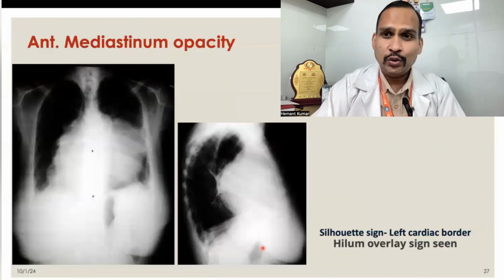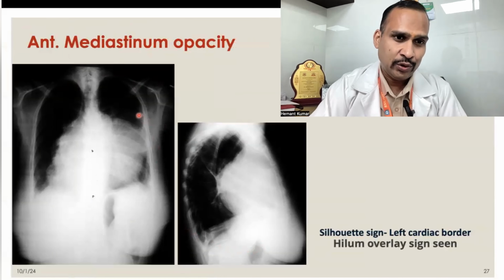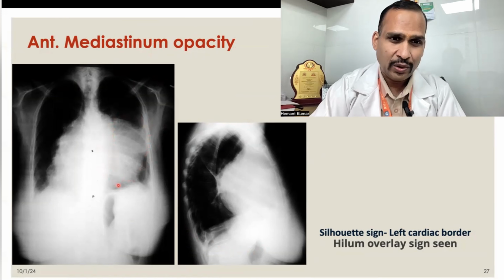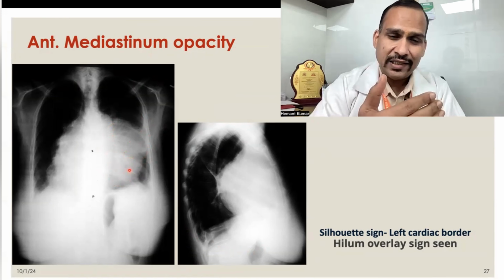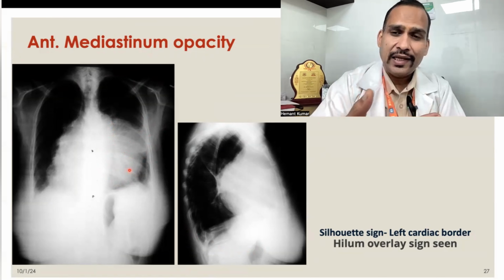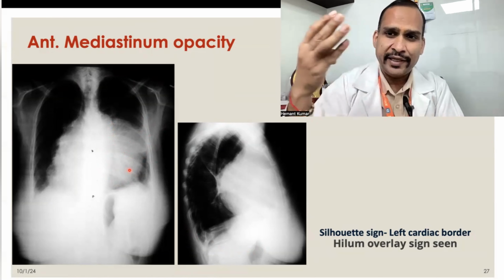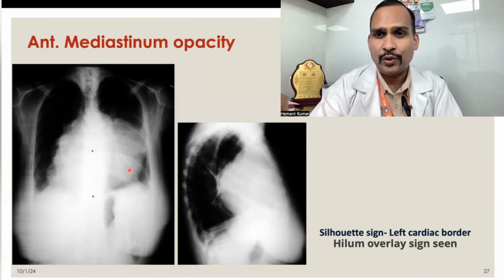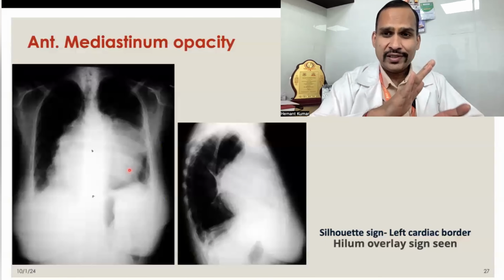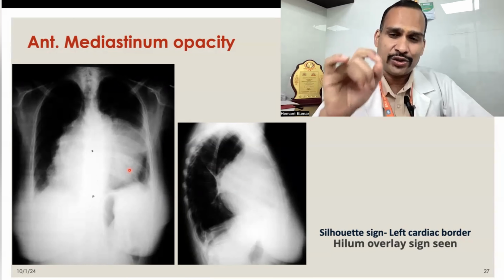Okay. So if you see this X-ray very carefully, you can see this is the opacity. Okay. So by seeing this X-ray, can you tell where this opacity is? Whether it is anterior mediastinum, middle mediastinum, or posterior mediastinum. Okay. So to understand the location of this opacity, we have to understand the silhouette sign.